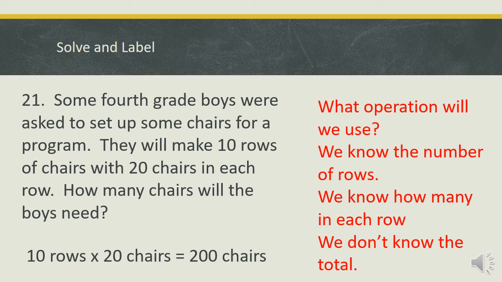This word problem uses the skill that we practiced earlier today because we have 10 times 20. You see we take the non-zero digits 1 times 2, which is 2, and we annex the zeros, 1 0 from the 10, 1 0 from the 20, and that gives us 200 chairs. That's our answer.